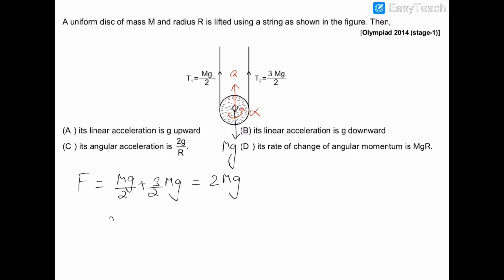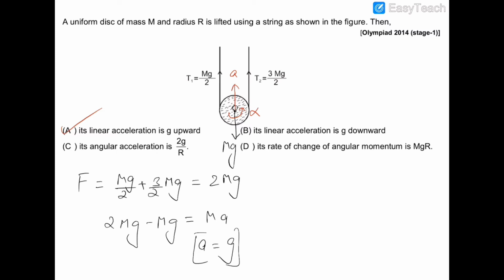So the net force would be 2mg minus mg, and that would be equal to ma. So you can see that a would be equal to g. So option number A is the correct one. Now we have to check other options also.